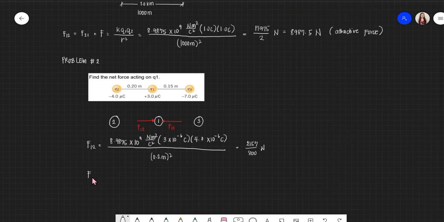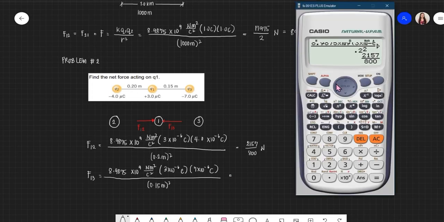Okay. And then F13, the force directed by charge 3 on 1, is 8.9875 times 10 to the power of 9 Newton meter squared per coulomb squared times 3 times 10 to the negative 6 coulombs times 7 times 10 to the negative 6 coulombs divided by the distance between them, 0.15 meters squared. And that is equal to 5033 over 600.